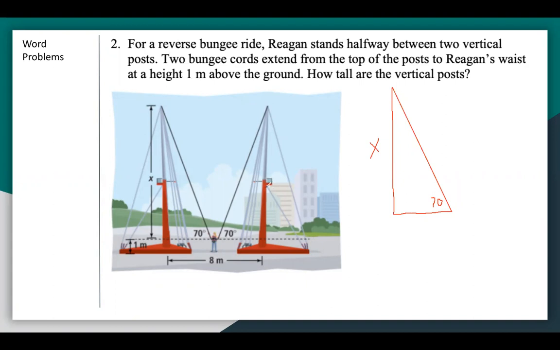If we read this question again, it says that Reagan stands halfway between the two vertical posts. Well, if the distance between the two vertical posts is 8, and this is on our picture where Reagan is standing, then this length must be 4 meters long.